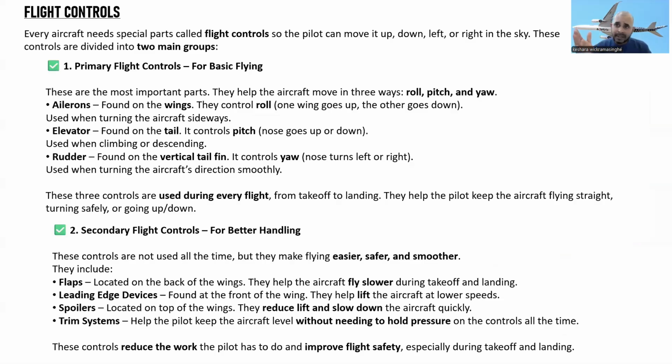The primary flight controls are for basic flying, and these are the most important parts. They help the aircraft move in three ways. Primary flight controls are used to control the roll, pitch, and yaw movements. Ailerons are found on the wings and they control roll. One wing goes up, the other goes down, used when turning the aircraft sideways.